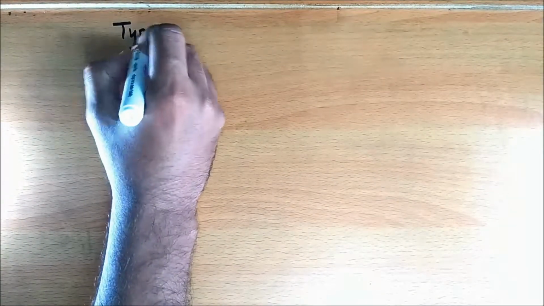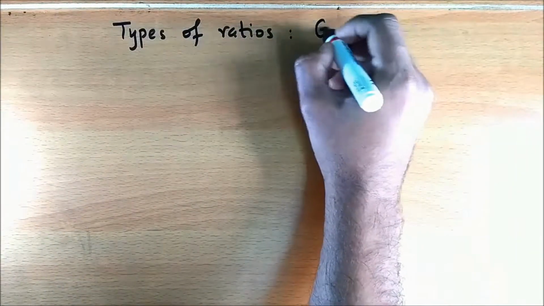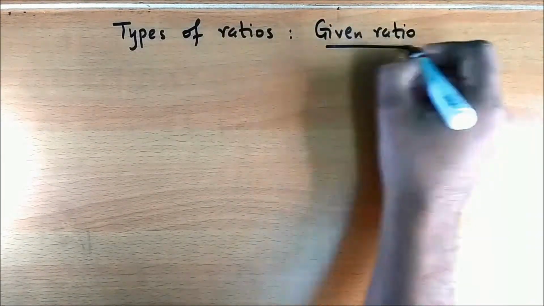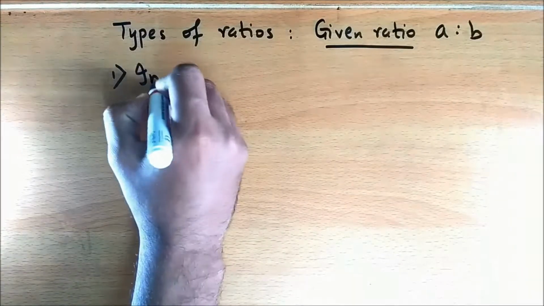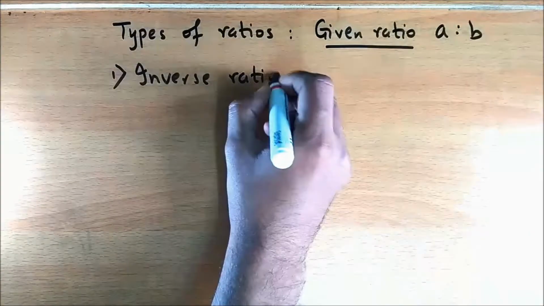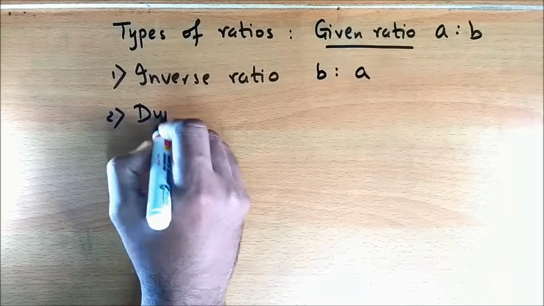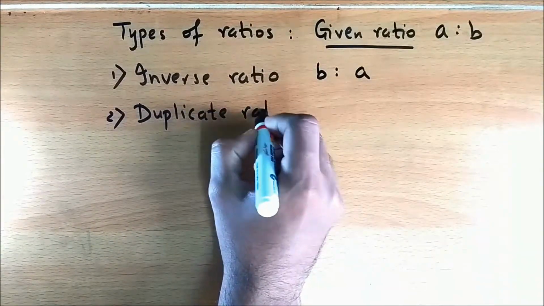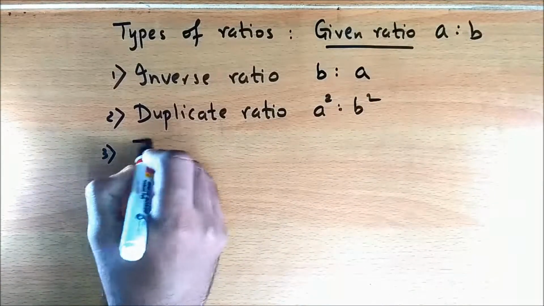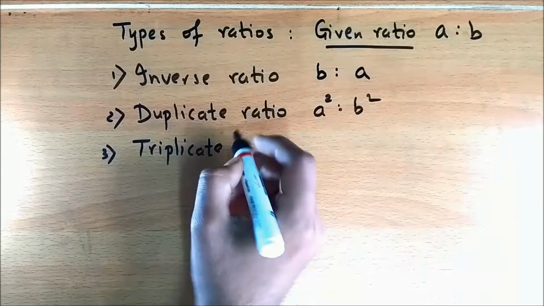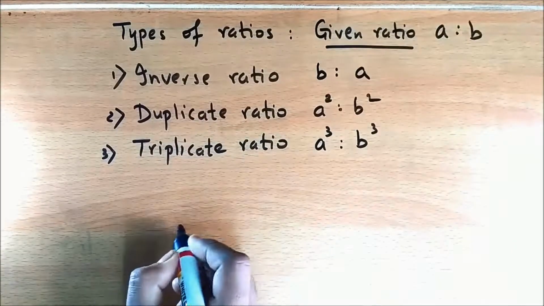Now let's go on defining the various types of ratios. Say the given ratio is in the form A is to B. So the first type would be the inverse ratio. The inverse ratio would be B is to A. Next is the duplicate ratio. The duplicate ratio of A is to B is A square is to B square. Next is the triplicate ratio, and that is A cube is to B cube.